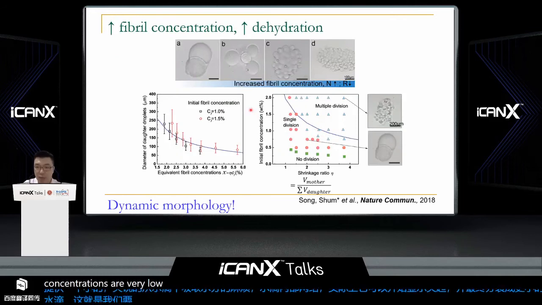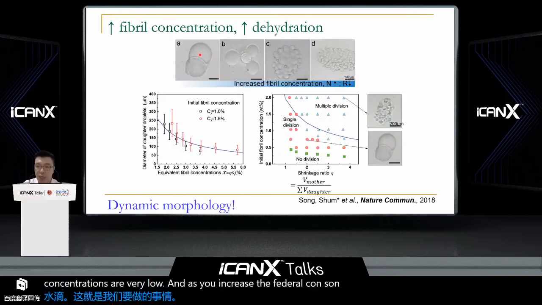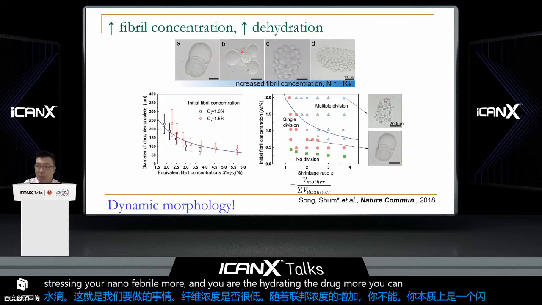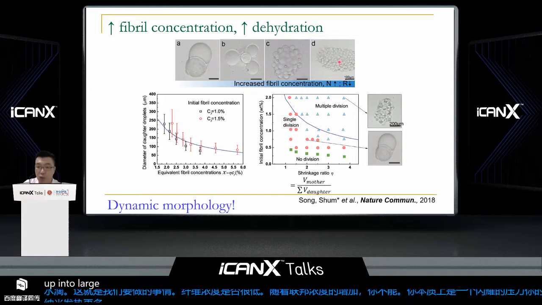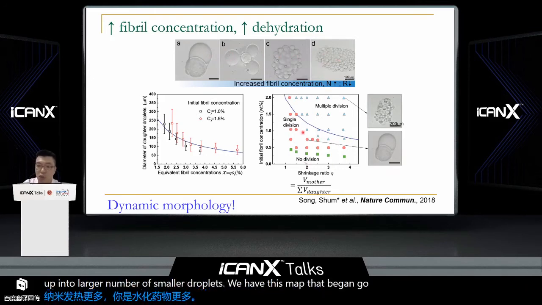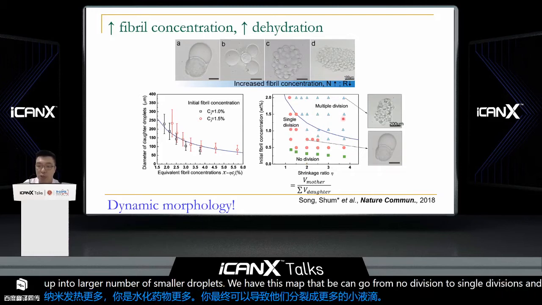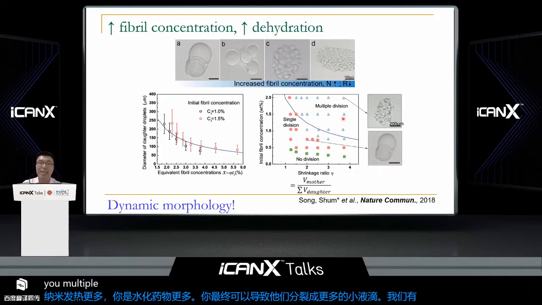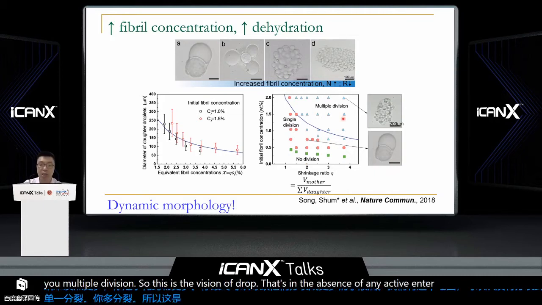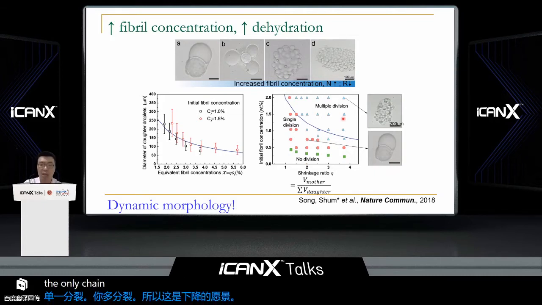And as you increase the fibril concentrations, you are essentially osmotically stressing your nanofibrils more, and you are dehydrating the droplet more. You can eventually cause them to break up into a larger number of smaller droplets. We have this map that we can go from no division to single division and to multiple division. So this is division of droplets in the absence of any active energy supply to the system. The only changes we are introducing are the concentrations and the osmolarity of the system.